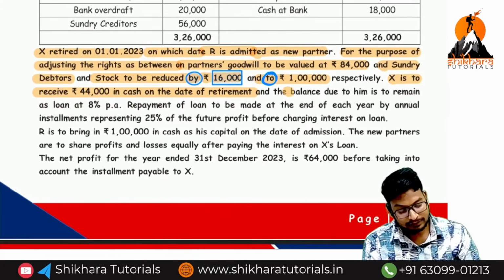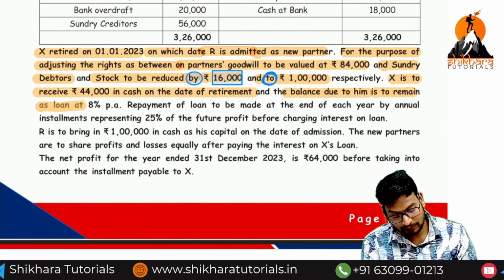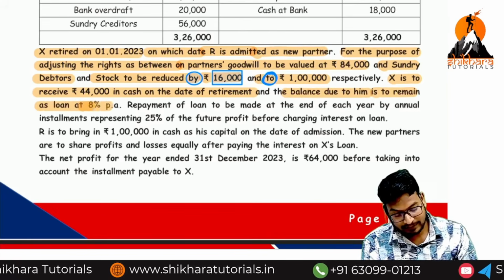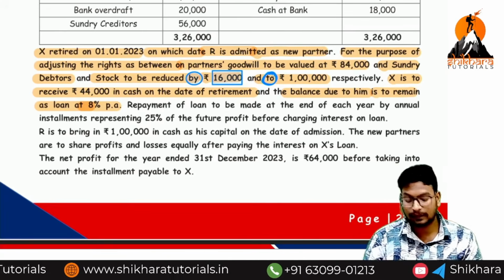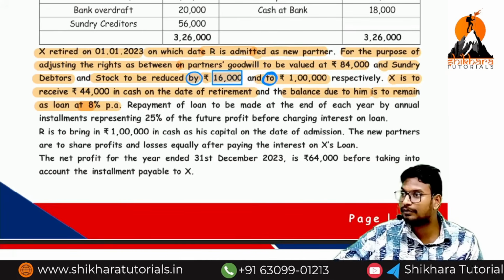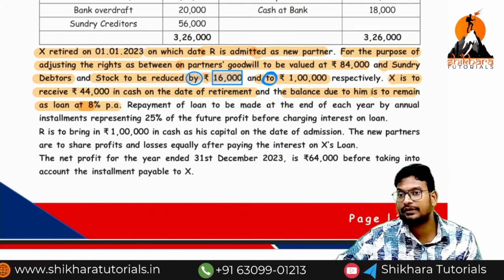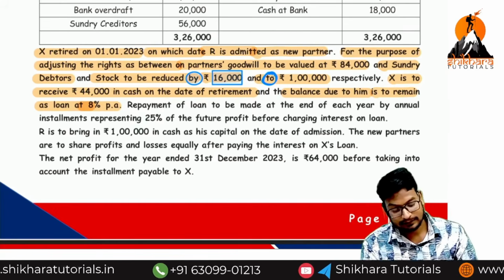And the balance due to him is to remain as a loan at how much? 8% per annum. That means we need to calculate the interest also. Normally up to now we have seen the loan account, that's all. But in this situation they have given an 8% loan account. That means we need to calculate the interest or no need to calculate the interest? We need to calculate the interest.